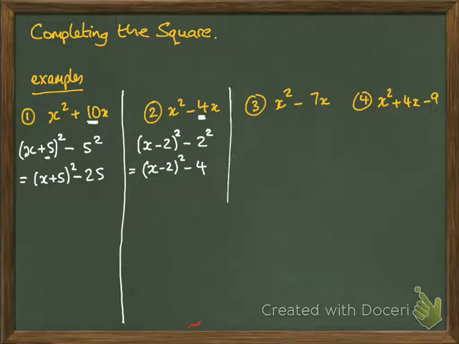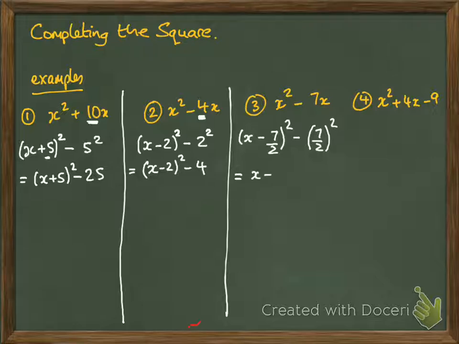Same if we haven't got a number that's easy to half, we just leave it as a fraction. So in question number 3, we'll have x minus, so 7 divided by 2 is just going to be 7 over 2 squared, take away 7 over 2 squared. And then we simplify that, so we'll have x minus 7 over 2 squared minus, so with the fraction we just do the numerator squared, so it'll be 7 squared is 49 over the denominator squared, which will be 2 squared, which is 4. And we're done.